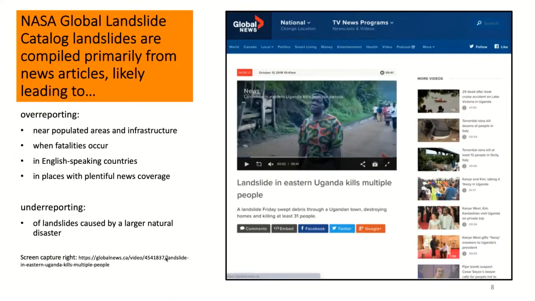The disadvantage of the NASA Global Landslide Catalog is that the landslides are compiled primarily from news articles, and so that means we get a lot of landslides that are near populated areas in English-speaking countries with plentiful news coverage, and also means that we kind of miss landslides that are caused by a larger natural disaster because the coverage gets eclipsed.